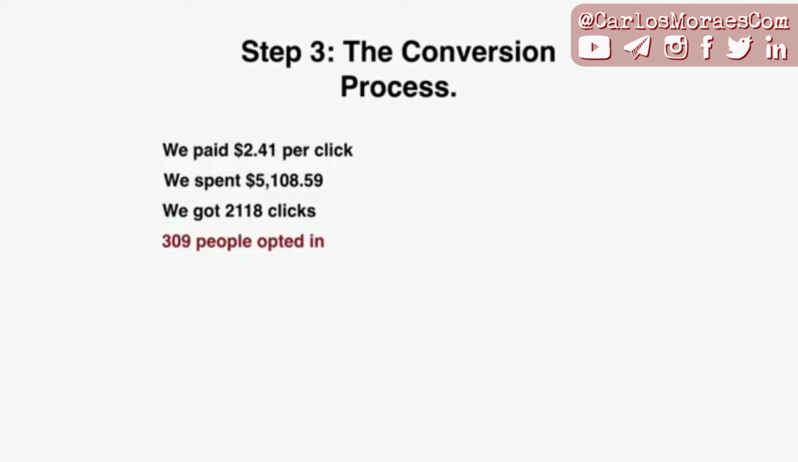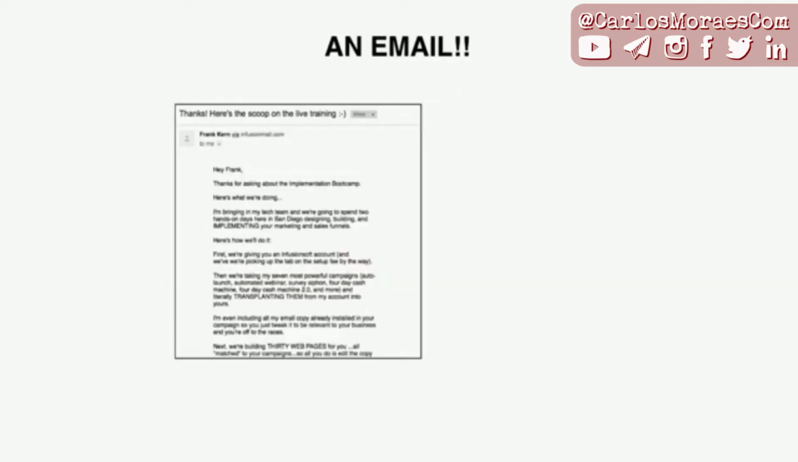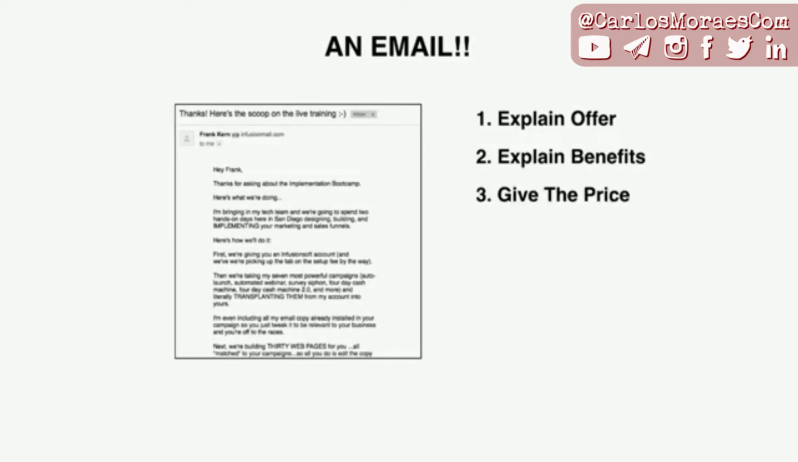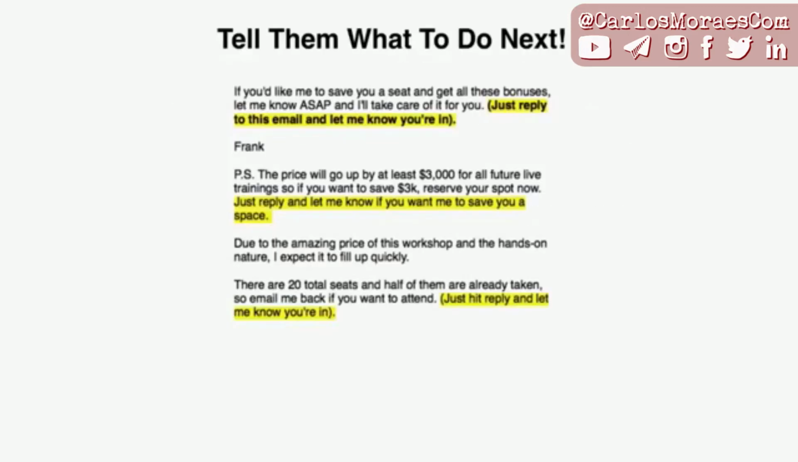Okay, so now how do we turn those people into buyers? Well, here's the deal. We got 309 people opted in. We went bonkers, really went crazy, got super innovative, and we sent them an email. The email basically follows this framework. It explains the offer, explains the benefits, gives the price, and then tells them what to do next.